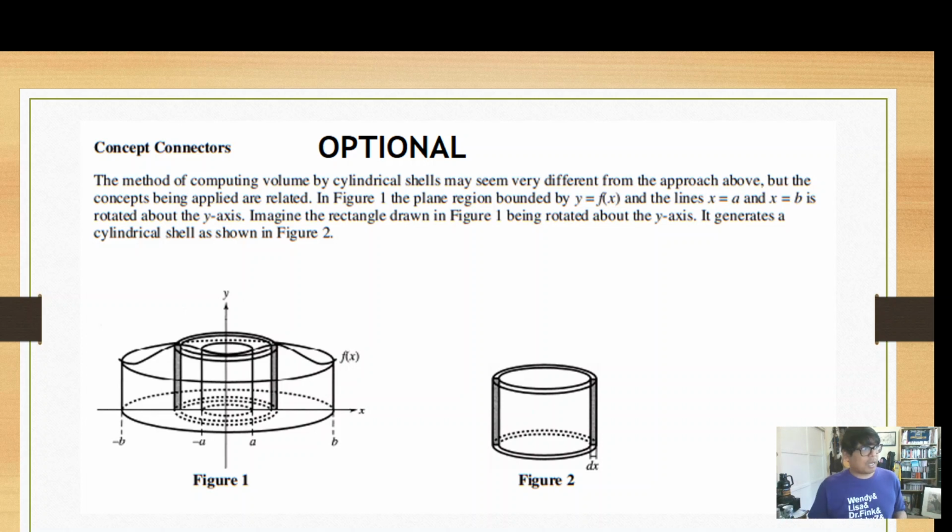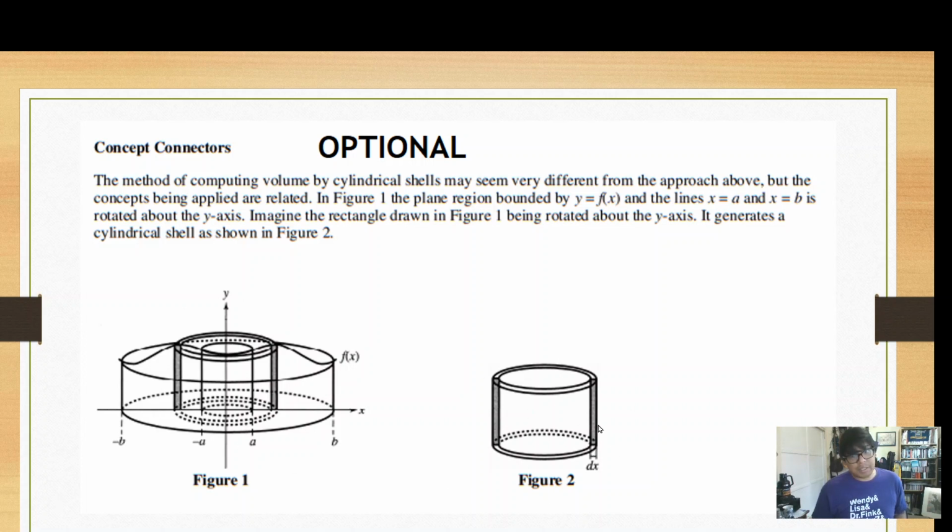So here is what we do with what we call the cylindrical shell method. The method of computing a volume by cylindrical shells may seem really different, but it's actually kind of the same process. Generally speaking, we're going to add a bunch of areas together, but instead of areas being flat pieces, the areas are going to be kind of like tree rings. So if that makes sense to you, take a look at figure 2 here. Here is one cylindrical shell.